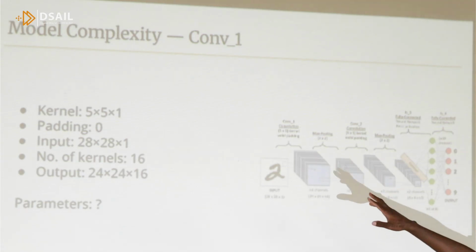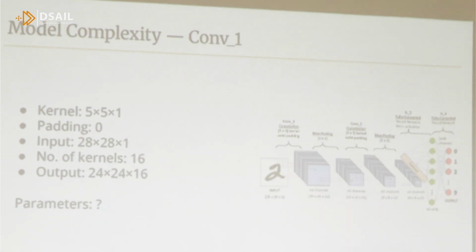But let's say we have layer 1, this convolution. The convolution has a kernel of 5 by 5 by 1. We assume a padding of 0. The input is 28 by 28 by 1. The number of kernels is 16. We are not going to be doing the formula; it's pre-done for you: 28 minus 5 is 23, plus 1, you get 24. So that's the output. Because we have 16 kernels, the number of channels in the output is 16. It's 24 by 24 by 16.